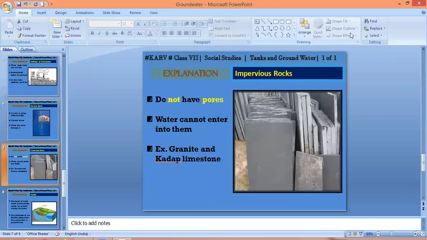The next type of rock present under the ground is impervious rock. These rocks do not have any pores or cracks and water cannot pass through them. Examples of this rock are granite and Kadapa limestone. These types of rocks are present in Telangana.